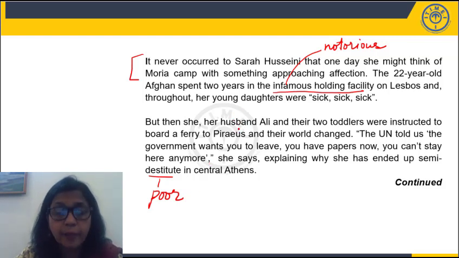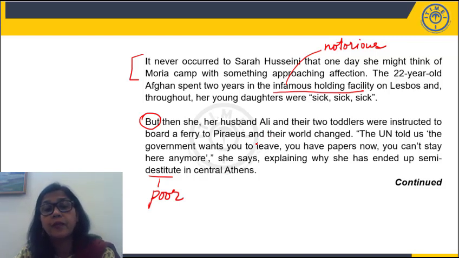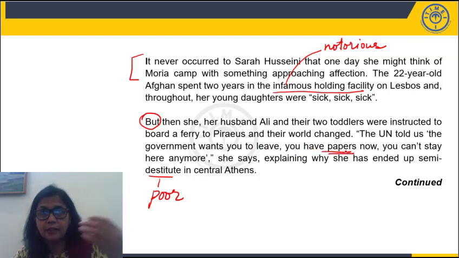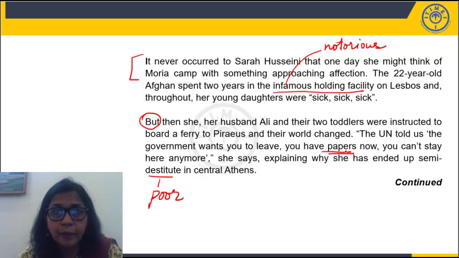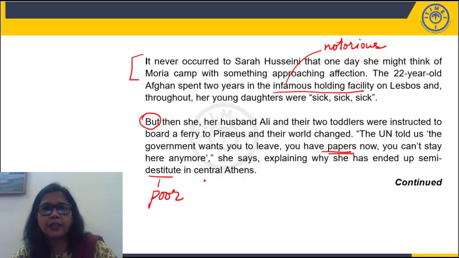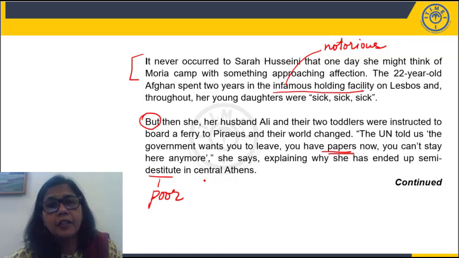So she was there in the camp, but what happened? Yes, her family was told to move out. Why? Because they had the papers, and the papers gave them that freedom, you can say, according to the authorities, to move out of the camp and live a life of their own later. But then obviously, what happened to the family, we can see here, why she has ended up semi-destitute in central Athens. So they did not have the positive picture that they thought would be there after having got the formal papers. That did not happen, right?